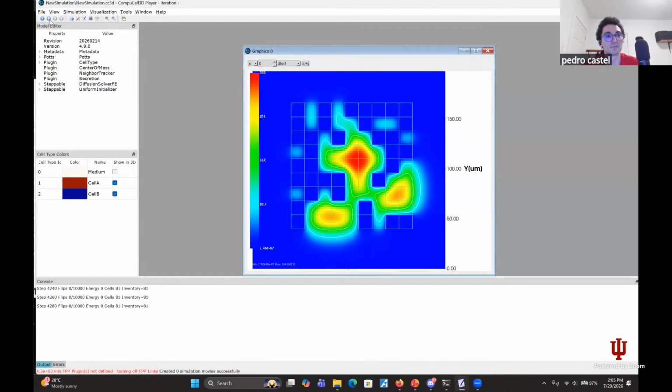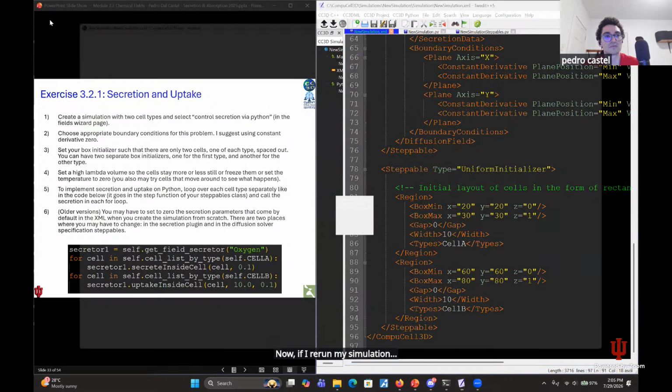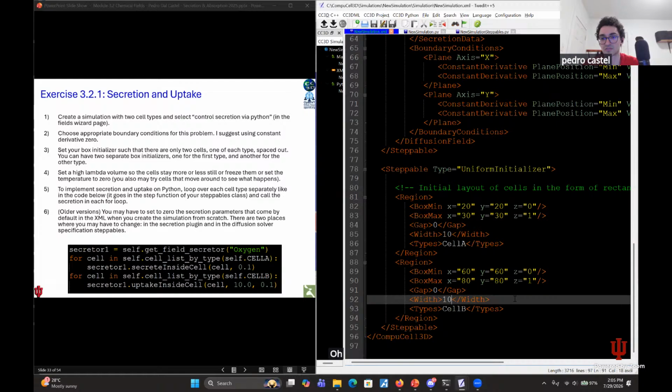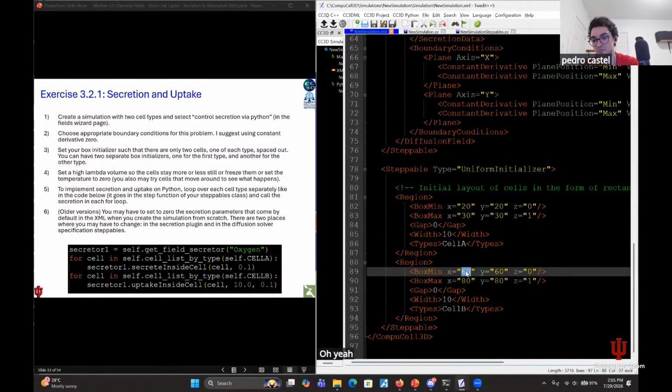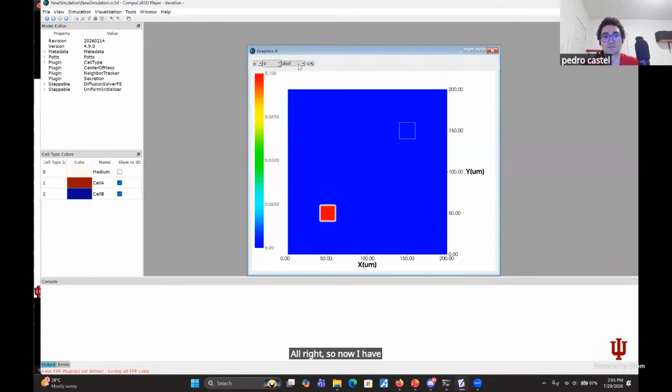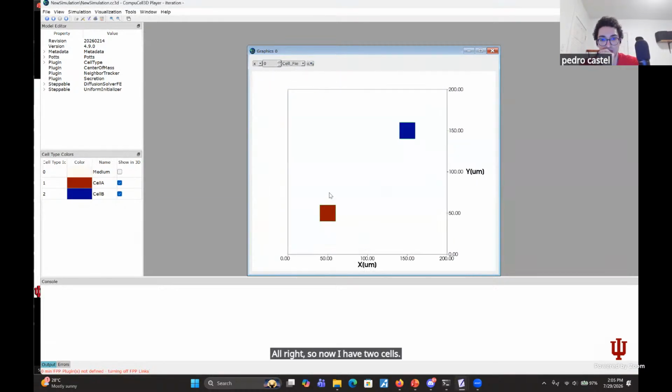Now, if I rerun my simulation, oh, I'm creating 4 cells over there. Oh yeah, so from 70 to 80, from 70 to 80. That's my mistake. All right, so now I have 2 cells. Cell A is on the bottom left, cell B is on the upper right.